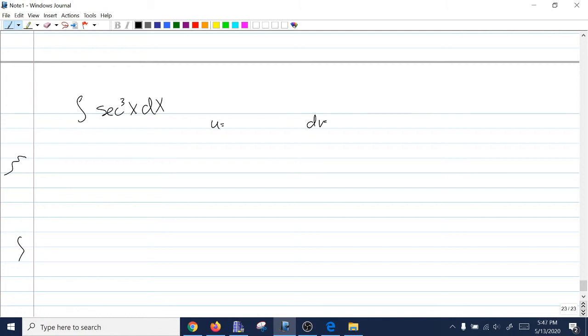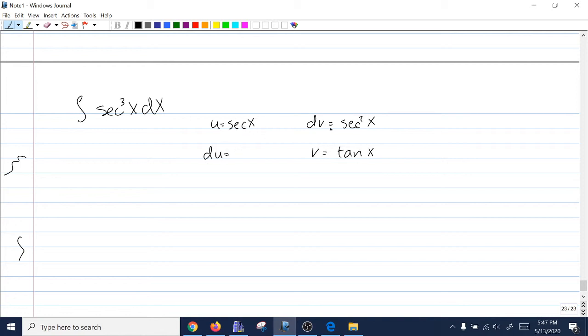I want to pull out my u and my dv, and I need dv to be something I can integrate. Secant is a pain to integrate. I can do it, but it's natural log something something. I'm going to get something really bad. The thing that's an easy integral is secant squared x. So u will be secant x. If dv is secant squared x, the integral of secant squared is tangent. I can put a plus a constant, but I don't think there's a reason to here.